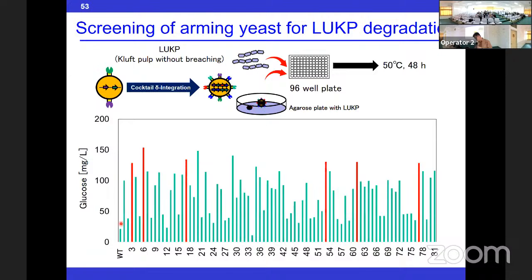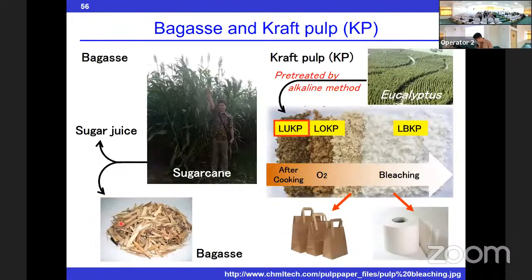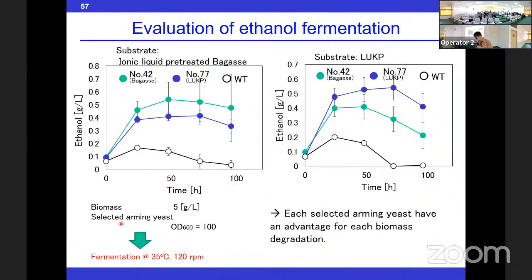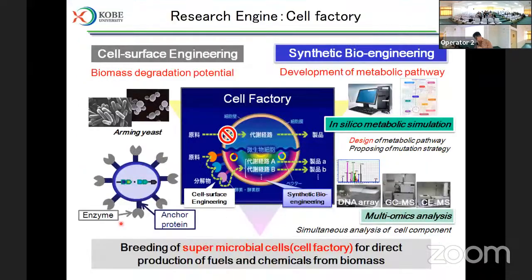Now our laboratories have good collaborations with a sugarcane company and paper companies to produce ethanol. These are the two situations here. Our team in Kobe has a good research strategy.